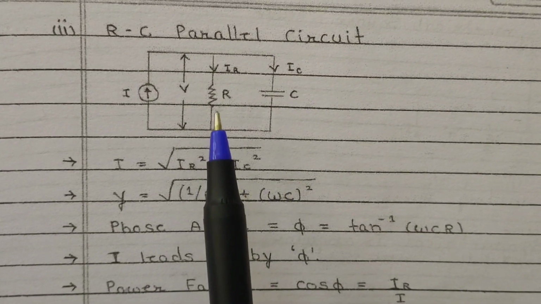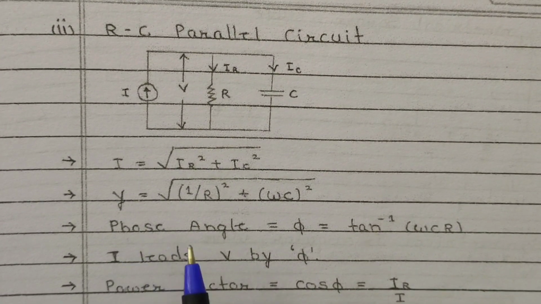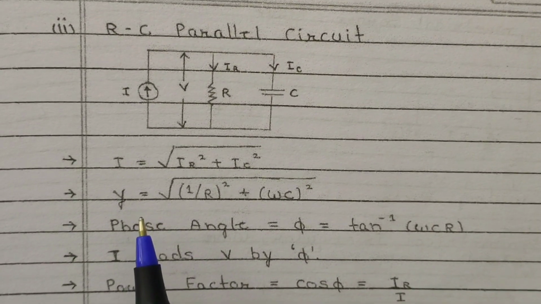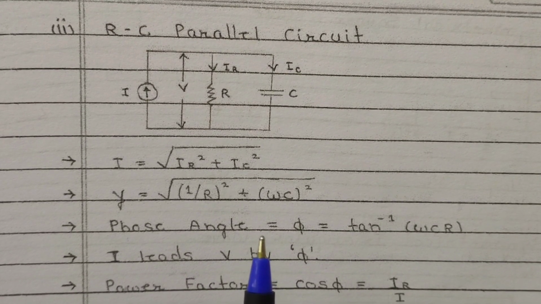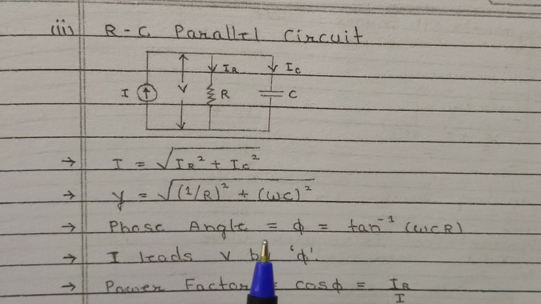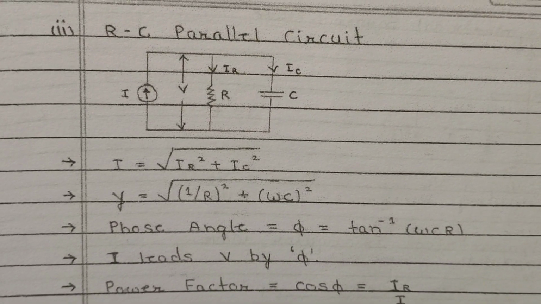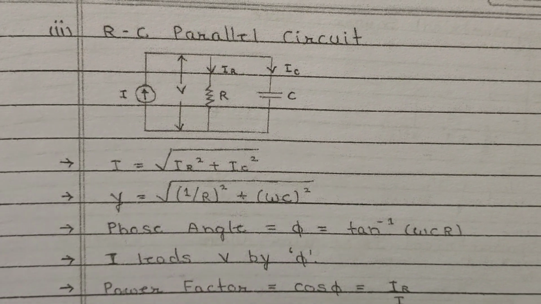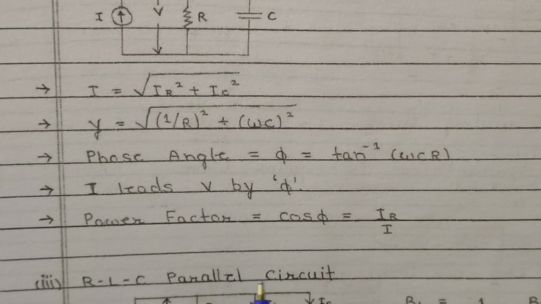RC parallel circuit. If resistor and capacitor are connected in parallel with the current source, I is equal to under root of IR square plus IC square. Similarly, Y admittance is equal to under root of reciprocal of resistance plus reciprocal of XC. XC is equal to 1 by omega C, so reciprocal of 1 by omega C is omega C, whole square. Phi is equal to tan inverse of omega RC, where I leads V by phi. Power factor is equal to IR by I.